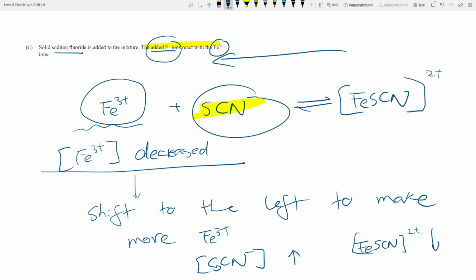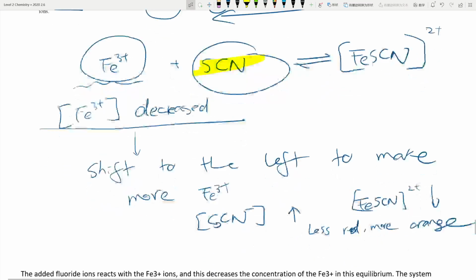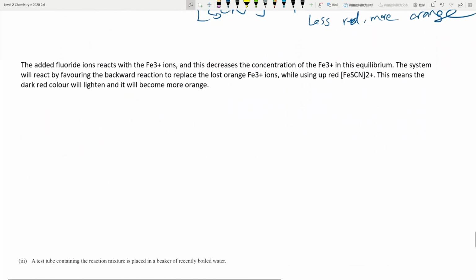So what color is FeSCN2+? You'll become more orange. It will be less red, more orange. Okay, just, you know, colors. Don't get confused with the color bit. It's just to tell you which concentration is increasing, which concentration is decreasing. What do you have more of? What do you have less of? And what color is the one you have more of?